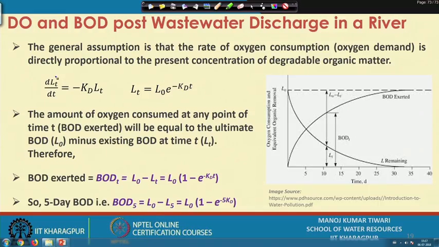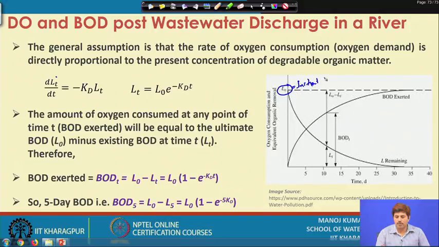Let us say this Lt is the organic matter representation or BOD at a given time t, or the BOD remaining at time t in the system. Initially the existing BOD, or the initial BOD, is L0, which is there in the system, okay, that is my initial BOD at time t equal to 0, which we normally call the ultimate BOD also. So, our ultimate BOD is L0, and with time it reduces, and the reduction follows first order.